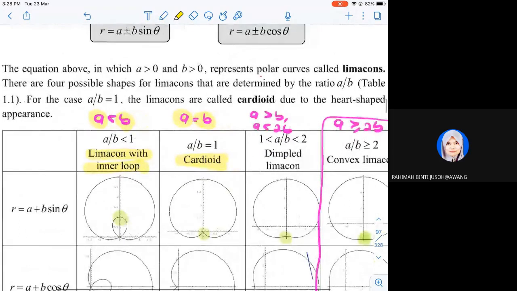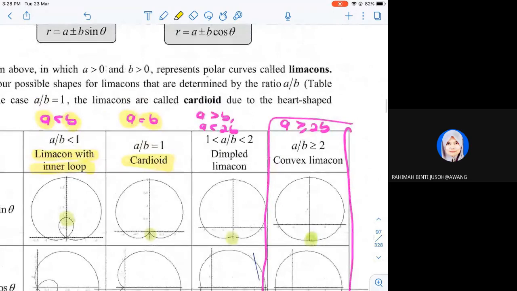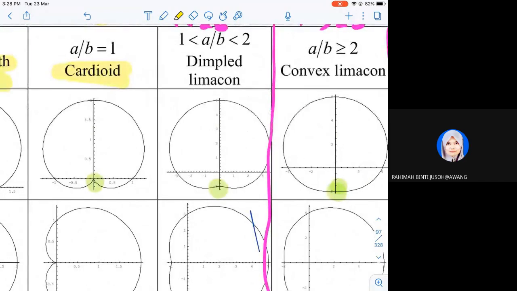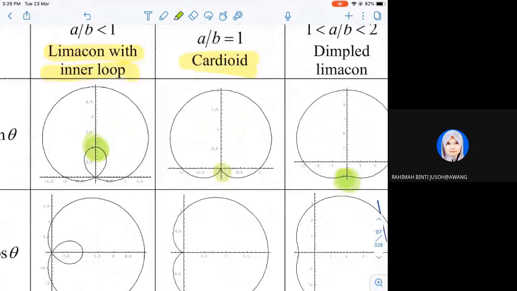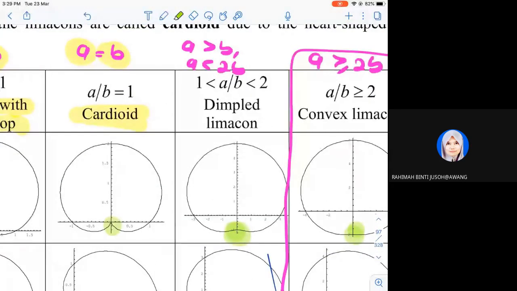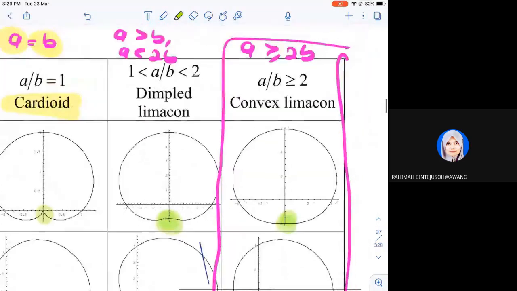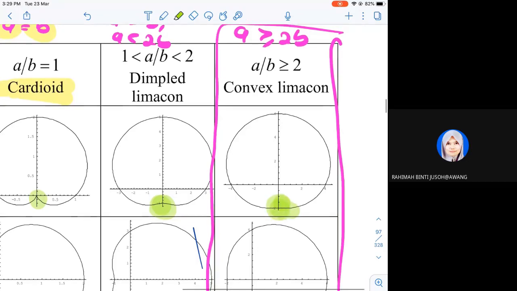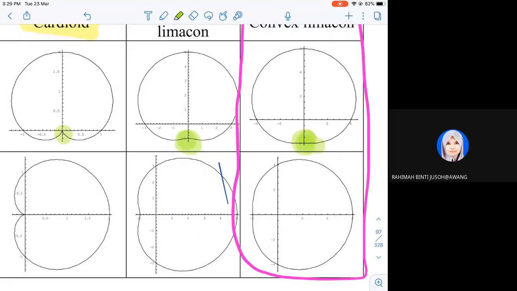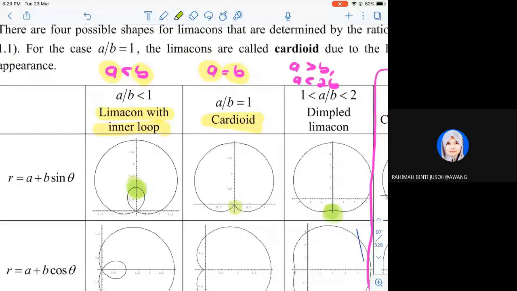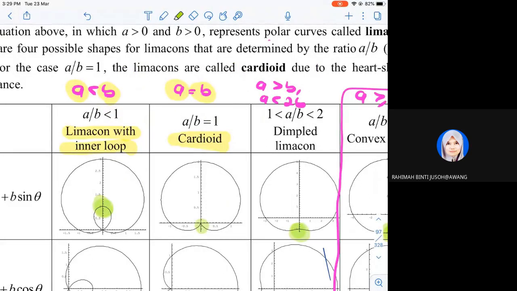Okay. Kes yang kedua, kalau A lebih besar daripada B tetapi A lebih kecil daripada 2B, dia akan jadi dimpled limacon. Maksud dimpled limacon ni dia macam dia terkeluar sikit guys ni. Kalau tadi dia masuk dalam kan. Dia termasuk ke dalam. Yang ni dia terkeluar sikit sebab nilai A lebih besar daripada B tapi A lebih kecil daripada 2 kali ganda B. The last one convex limacon ni lah. Convex limacon ni dia dah nak rata dah. Lebih kurang macam tu lah. Dia bukan betul-betul circle dia macam lekuk sikit je. Tu convex limacon. So kalau nak selamat dalam test, misal katalah dia bukan cardioid, better you buat table.